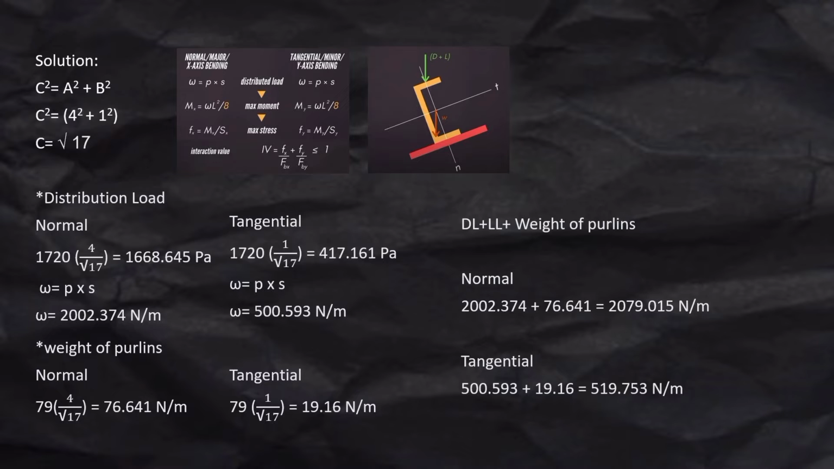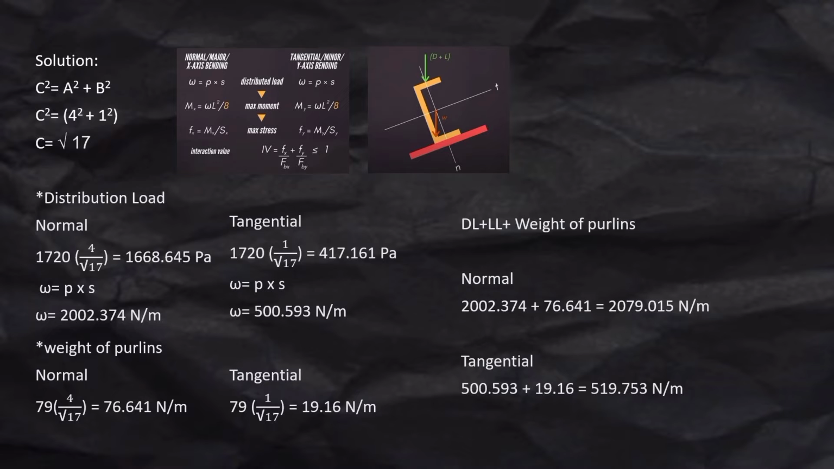For the weight of purlins naman, since ang weight of purlins na sinabi kanina ay 79 Newton per meter, ita-times lang natin yon sa 4 over square root of 17 pag sa normal, at sa tangential naman is 1 over square root of 17. So, nakuha natin dyan is 76.641 Newton per meter and 19.16 Newton per meter naman sa tangential.